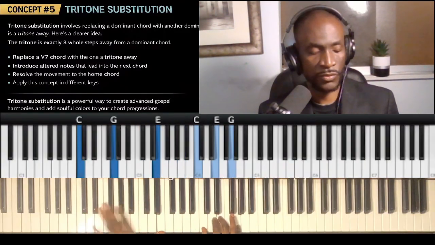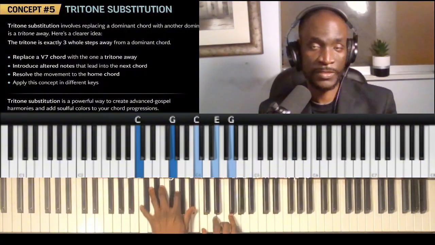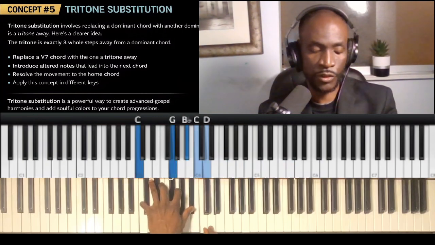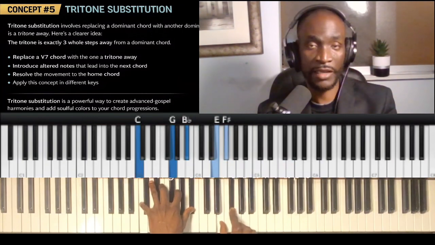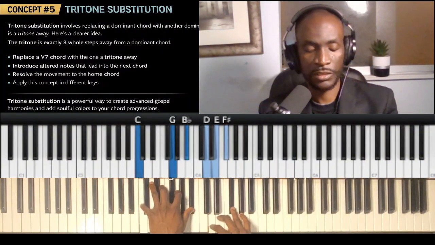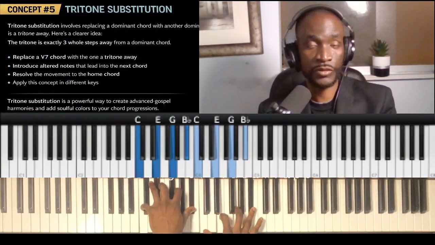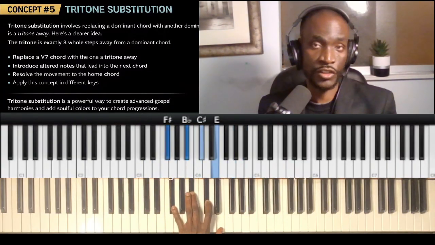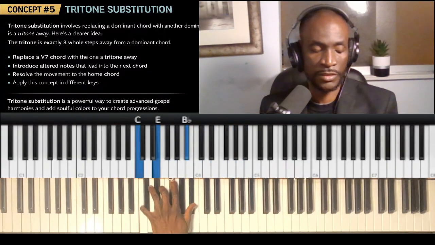If I have C right here, I have C7. Once I count a tritone away from C, which is 3 tones, 1, 2, 3, I have F sharp. Or 1, 2, 3, 4, 5, 6 semitones. 1, 2, 3. So I can substitute C7. I could use F sharp 7 for C7.